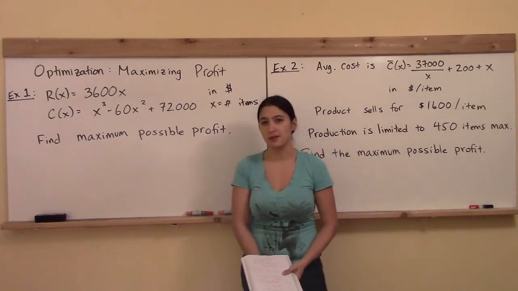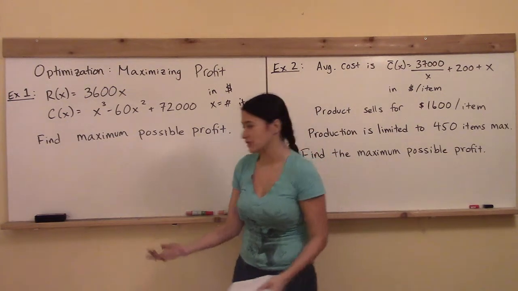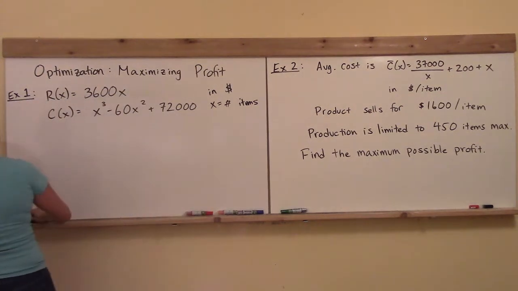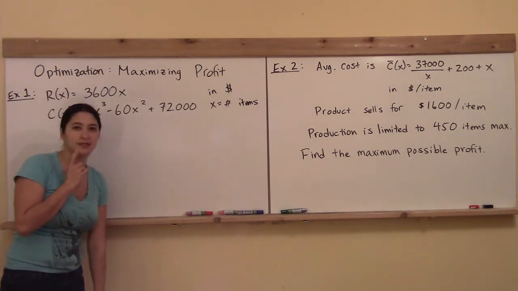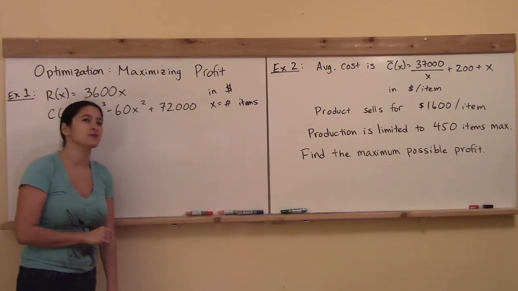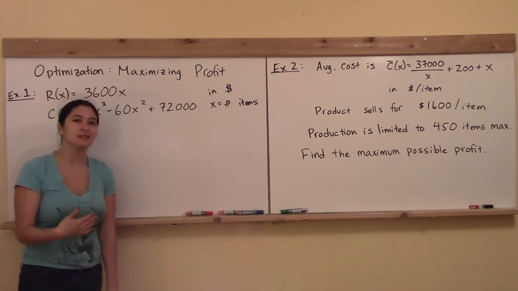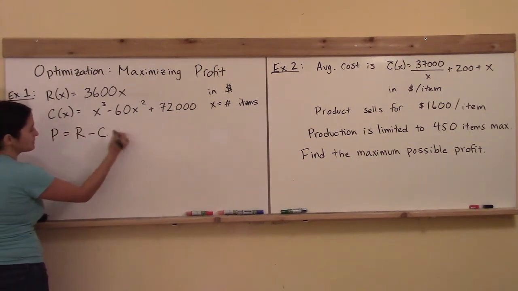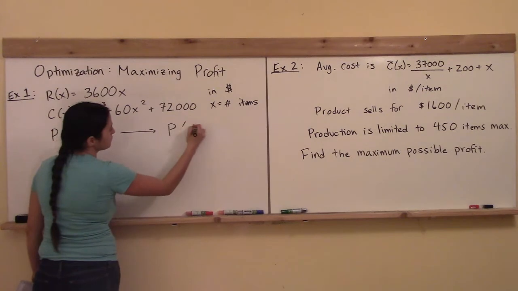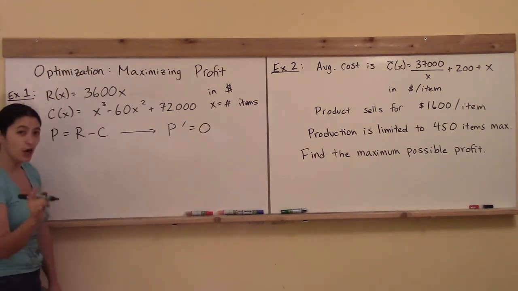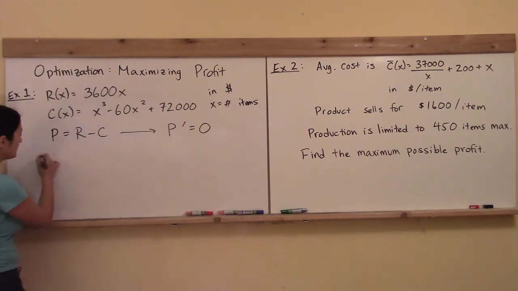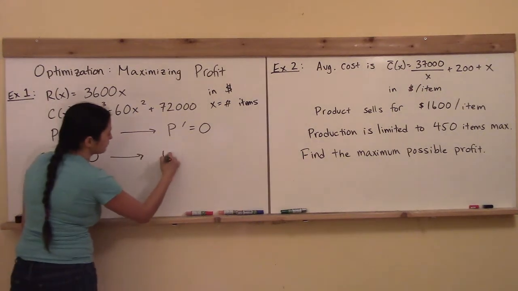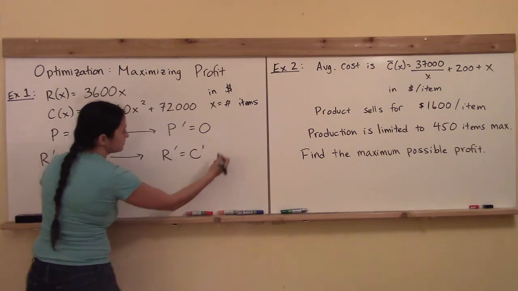What do you think the first step is? Form the profit function. That's right, we can't maximize a function if we don't even have the function. Or can we? Actually, if you remember from the first video, maximizing profit, since profit is equal to R minus C, means we set P prime equal to 0. It can also be found by saying that R prime minus C prime is equal to 0, or searching for R prime equal to C prime.